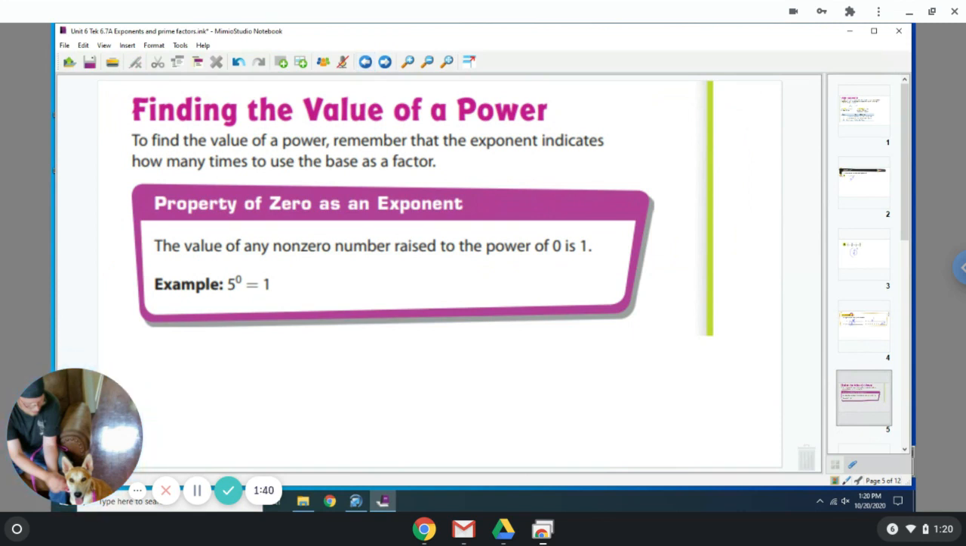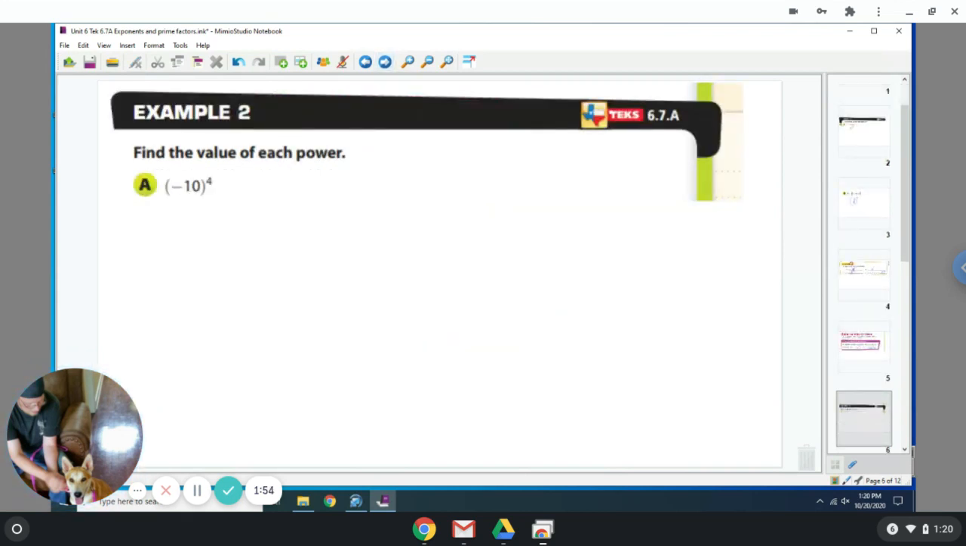There is also an exponent that is the power of 0. Anything to the power of 0 is 1. So 5 to the 0 power is 1. 6 to the 0 power is 1. 100 to the 0 power is 1. They all equal 1. So if the power is 0, it equals 1.